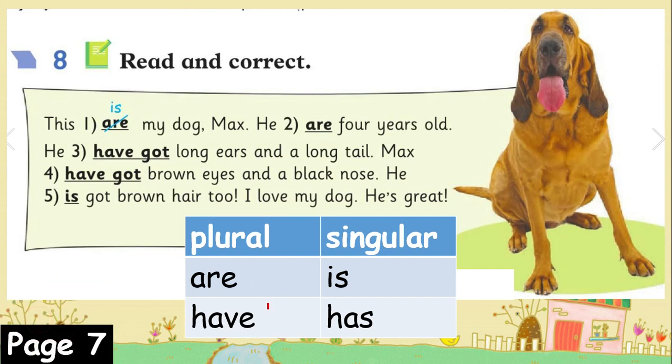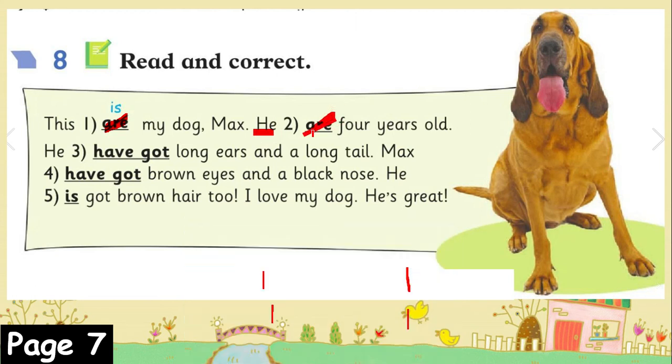I'm sorry, I did not discuss this one. Plural is for are and have. Singular is for is and has. So let's start. We're going to change are to is as for singular. So you're going to say, this is my dog. You're going to remove are, and then you change it to is. He are 4 years old. He is only one person, so you're going to remove this one and change to is.